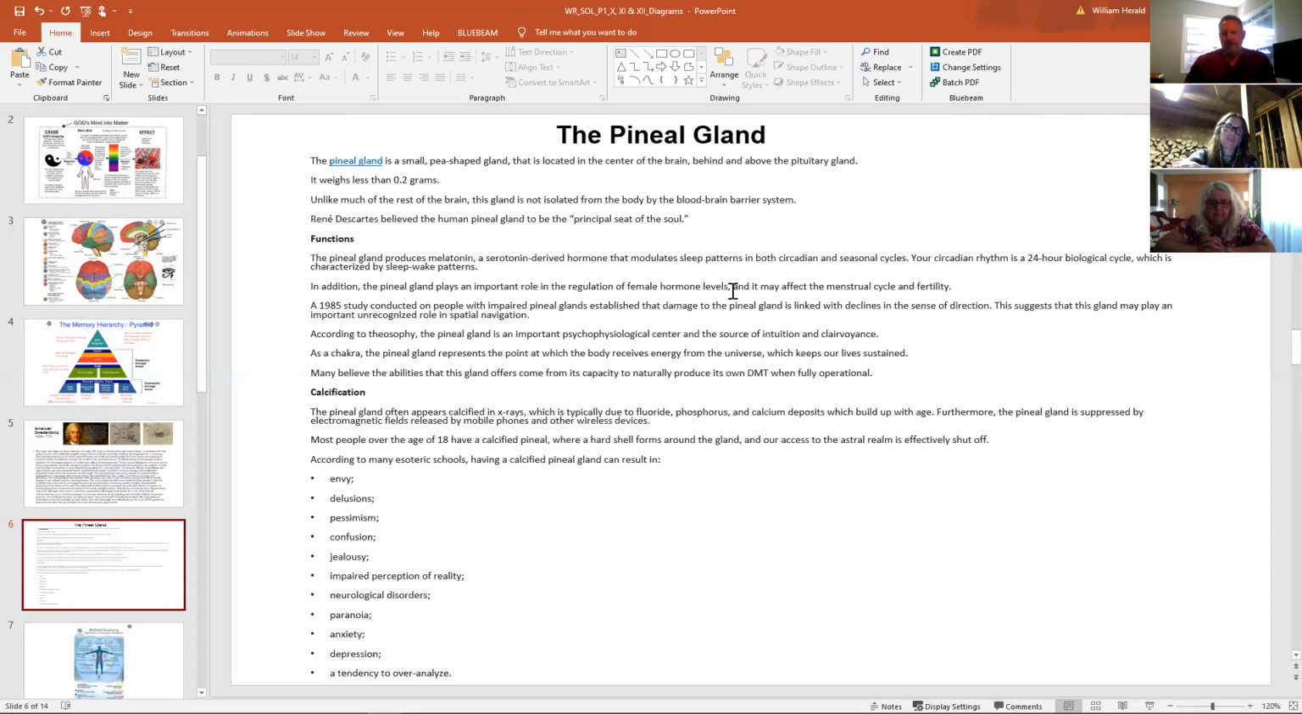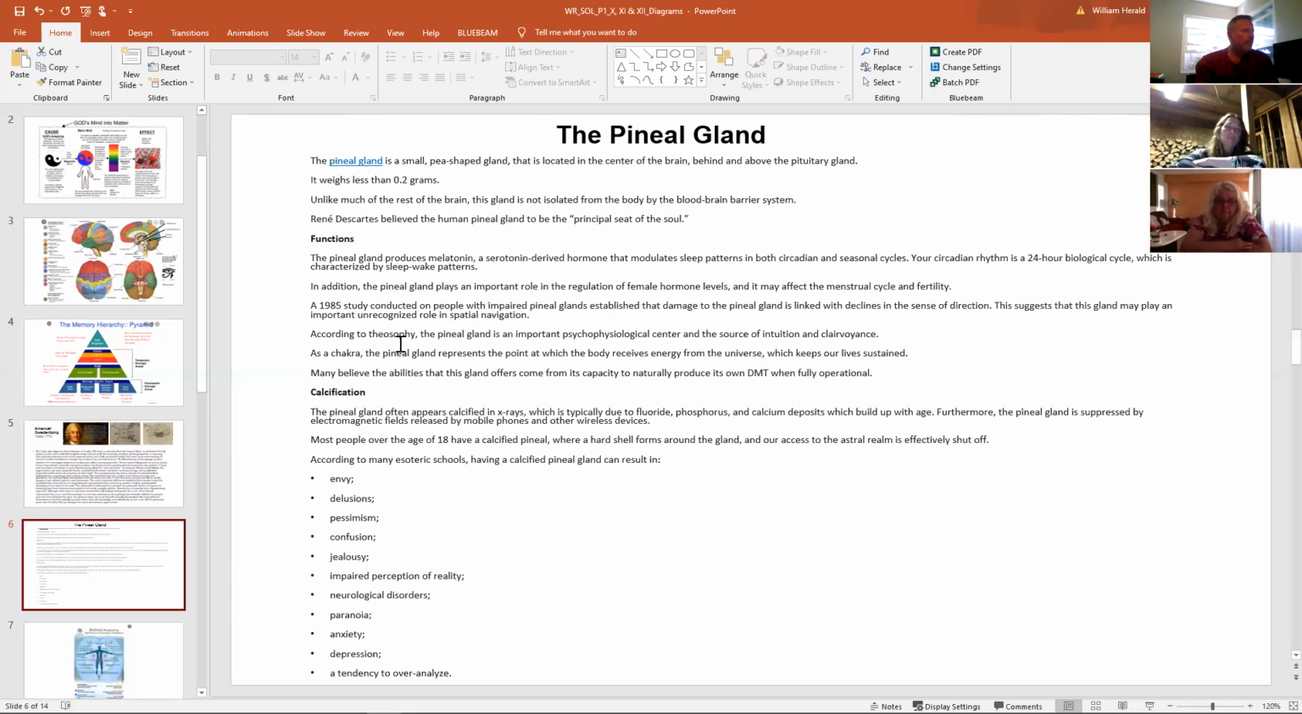It's a different structure than the rest of our brain. The rest of our brain, I think, is what Russell talks about. We have these light waves going through, they're forming these things, we're projecting, we're having our sensations that run our bodies, that actually create our physical realities, but that's not thinking. That's not knowing, right? And in 1985, there was a study conducted with impaired pineal glands which established that damage to the pineal gland is linked with declines in the sense of direction. This suggests that this gland may play an important unrecognized role in spatial navigation or dimensional navigation.